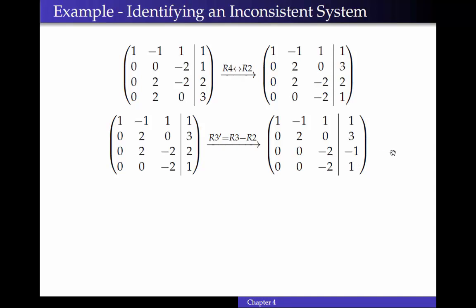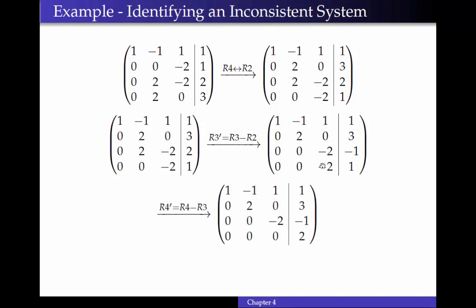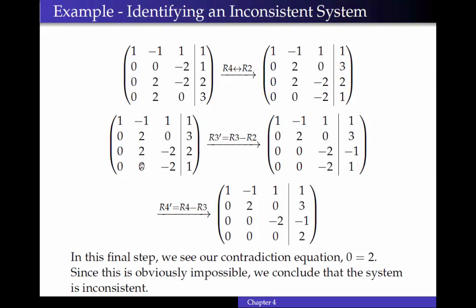But we can go further with the elimination and go ahead and perform row 4 minus row 3 to eliminate the entry below the next pivot. So this next pivot is here, negative 2. And when we do that, we see we get a row of zeros, and then we have a non-zero element on the right-hand side. So now we see our contradiction. Since this is obviously impossible, we conclude that the system is inconsistent.